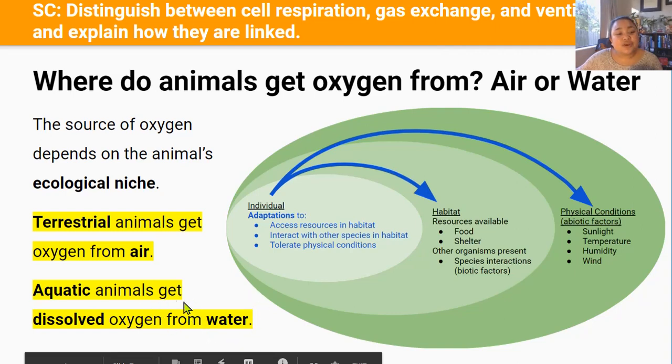It's important to know that the oxygen they get from water isn't the oxygen molecule in water, H2O. It's not that oxygen. The oxygen they get from water is dissolved oxygen. Dissolved oxygen is oxygen that's dissolved from the atmosphere into the ocean. It's kind of like how fizzy drinks have carbon dioxide dissolved into the drink to make it fizzy. But obviously oxygen doesn't make water fizzy. It's kind of the same idea though.